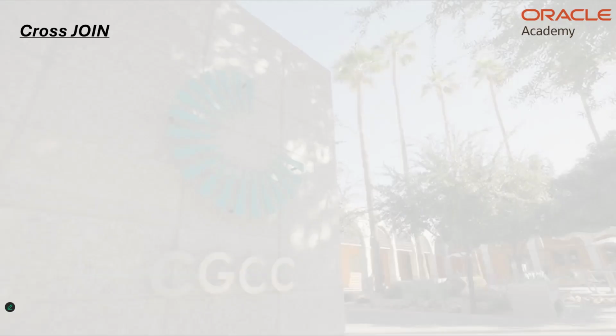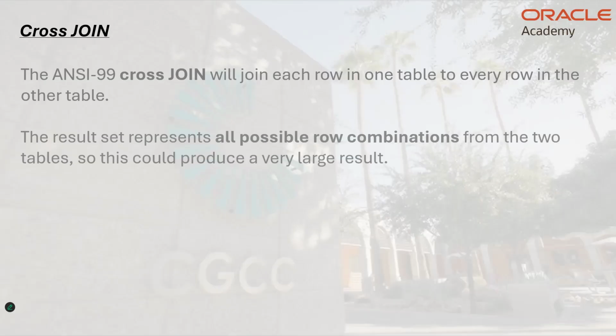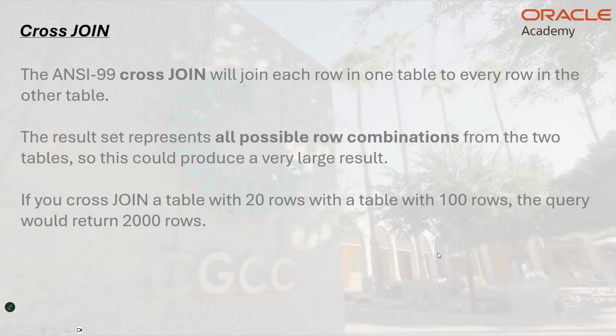All right, there's something called a cross join. I've not used it much, maybe once in my DBA career. A cross join will technically join each row in one table to every row. So it's basically like a full join in essence. But it's like a cross tab, sort of. The result set represents all possible row combinations from the two tables. So this could produce a very large result. So you do have to be very careful with the ANSI standard on cross joins, especially if you have millions of records. You could bog down the whole system.